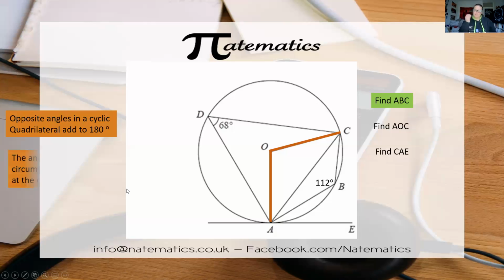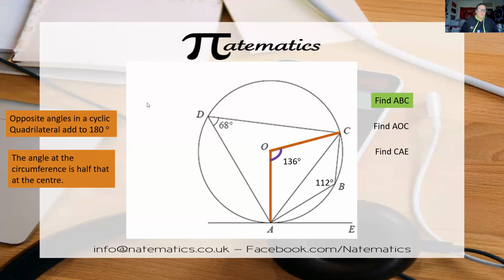So what do we know about that rule? The angle at the circumference is half that at the centre, especially when they come from the same chord. So therefore, this is 68. This is half this angle. So turning that around, this angle must be double 68, so 136. Okay, it's about recognizing those patterns.